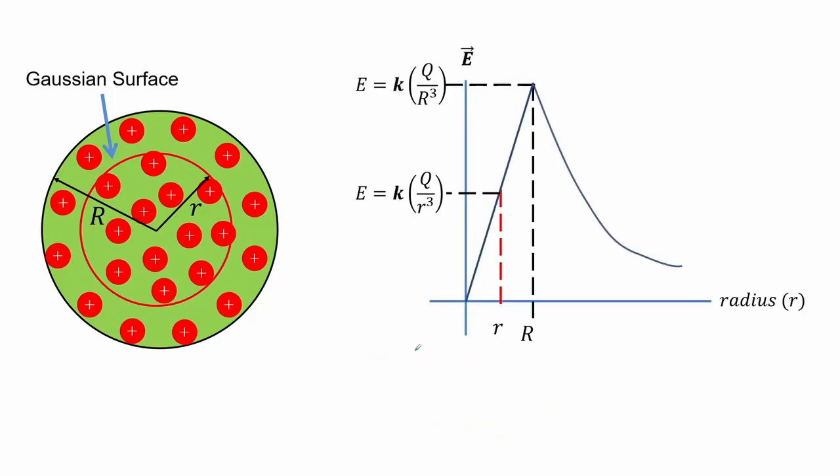So here we have the graph for the electric field, and we see that it starts from the origin, then gradually increases to a point r where it is maximum, then it proceeds to decrease.